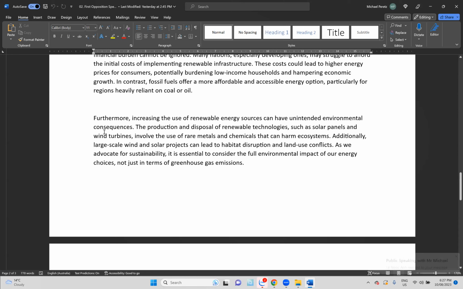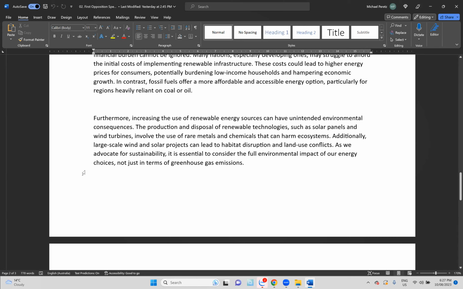Such as solar panels and wind turbines involve the use of rare metals and chemicals that can harm ecosystems. Additionally, large-scale wind and solar projects can lead to habitat disruption and land use conflicts. So now we go into more detail about some of the problems that it can have on not only animals in their natural habitats and their ecosystems, but also humans might disagree with taking up so much space to put a wind farm or a solar farm there. So that can result in people getting into arguments and just disagreeing about what they use certain pieces of land for.